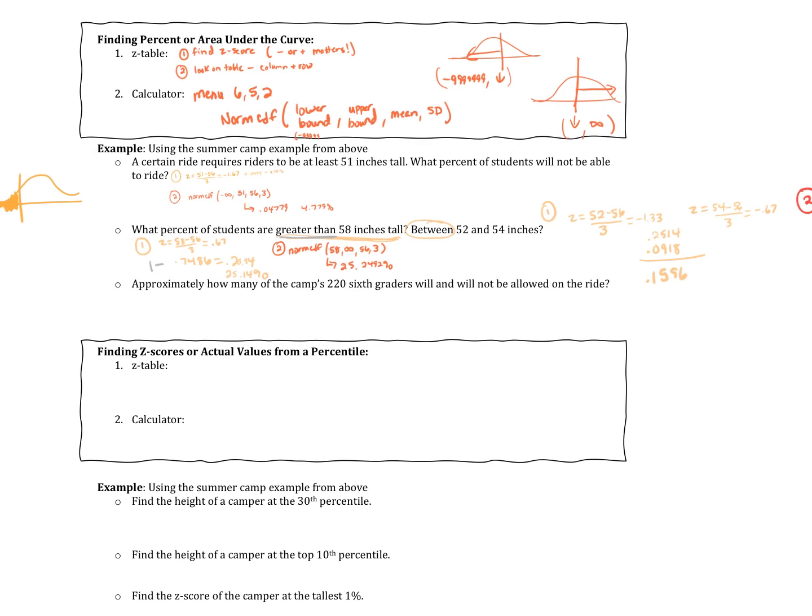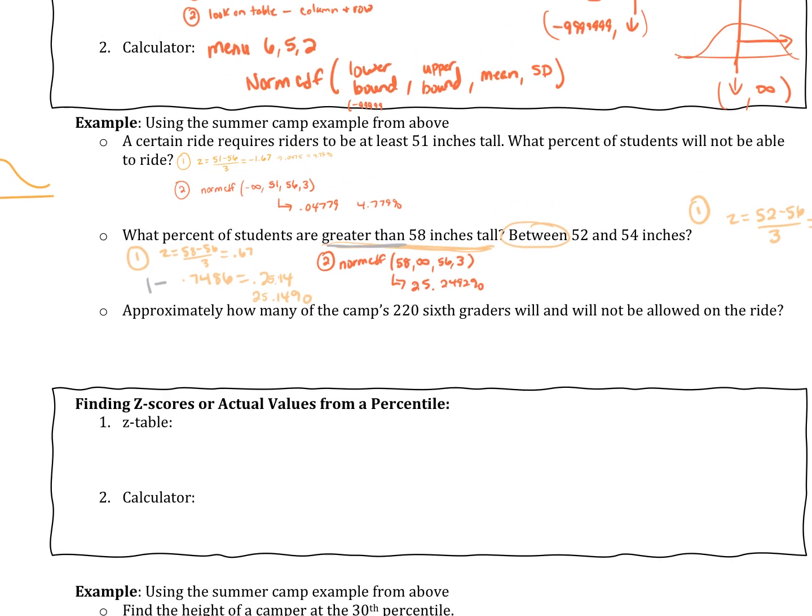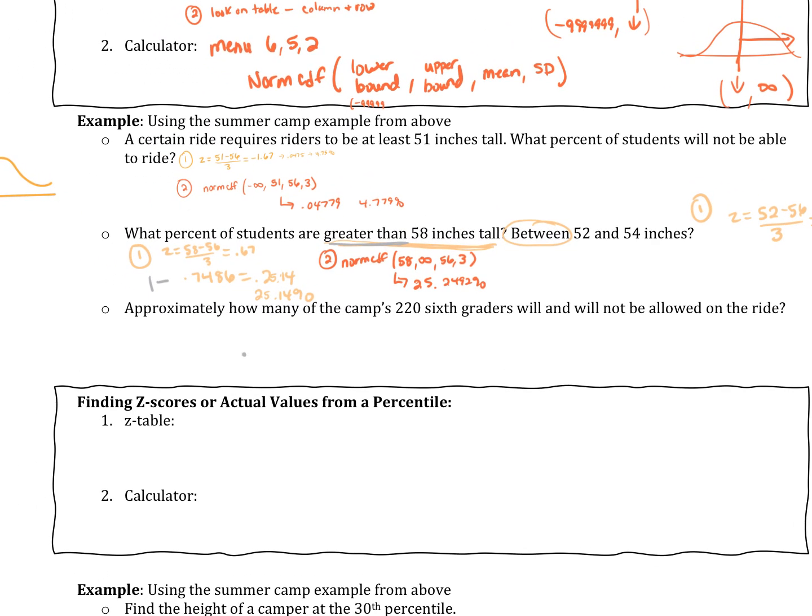Okay, let's go back. This last question has to do with now thinking about how many sixth graders there were. If you notice, it says approximately how many of the camp's 220 sixth graders will and will not be allowed to ride. So we figured out up here that about 0.048 can't ride. If we take 220 and multiply by 0.048, we get about 10.56, so about 11 kids are not going to be allowed.